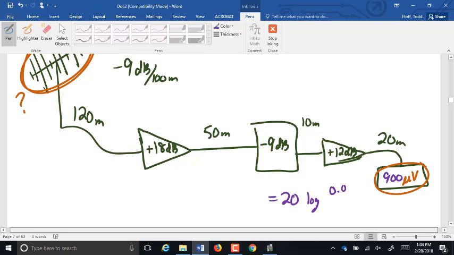How about I put it as 900 microvolts? That's probably a little more reasonable. So let's just work through it together. I'm not going to make you go back and redo it. 900 microvolts is 0.9 millivolts.